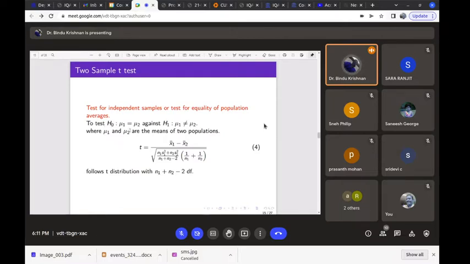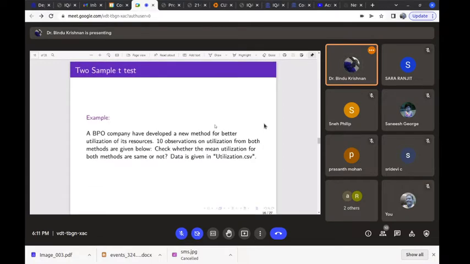I mentioned it yesterday, we set up the null hypothesis that there is no difference. No difference means they are equal, right? This is the same as mu1 minus mu2 equals 0, where mu1 and mu2 are averages of two sets of populations. By taking the difference, no difference means no effect. Then the alternative hypothesis can be not equal to, greater than, or less than, depending on your objective. So check whether the mean utilization for both methods is the same or not.